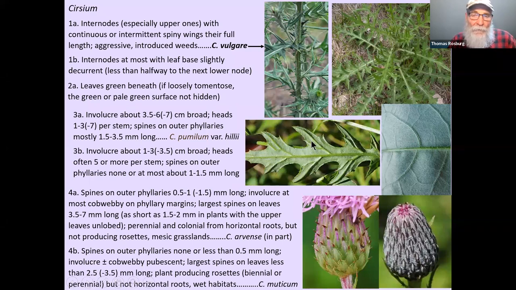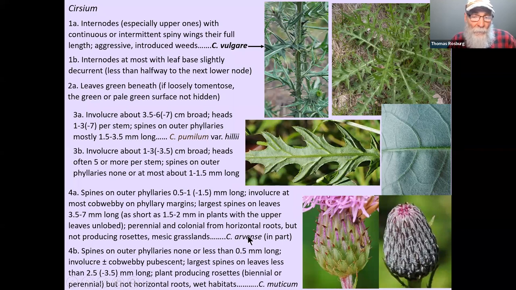So the ones that have just very little, if any, hair and look more like this, that's going to be these three species right here. Hill's thistle is this one right here. This is the new name for it, Cirsium humulum. And of course, this is Canada thistle, and this is swamp thistle. So these three here are going to look something like this.